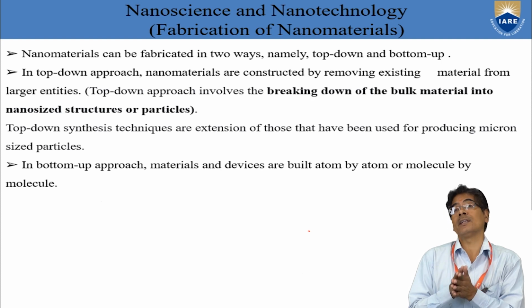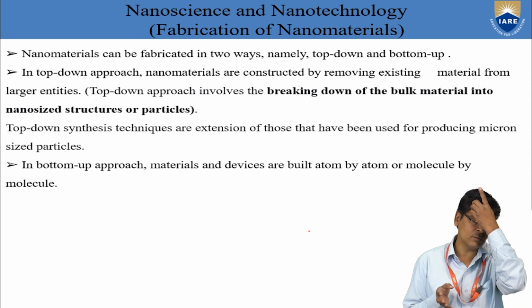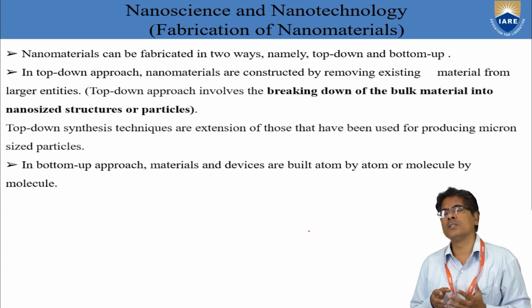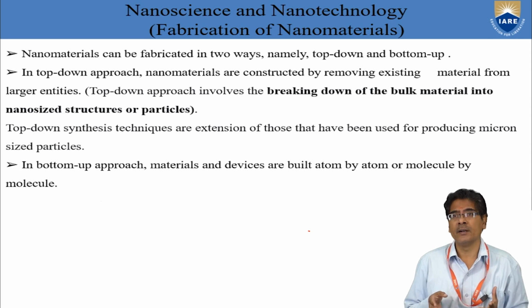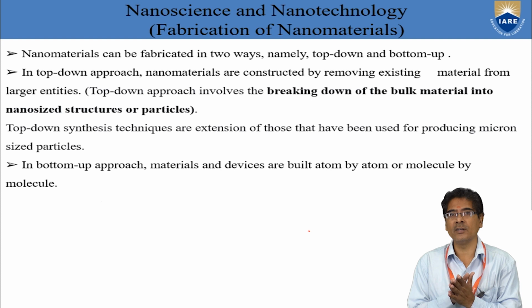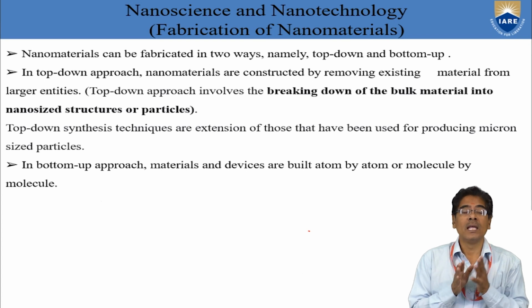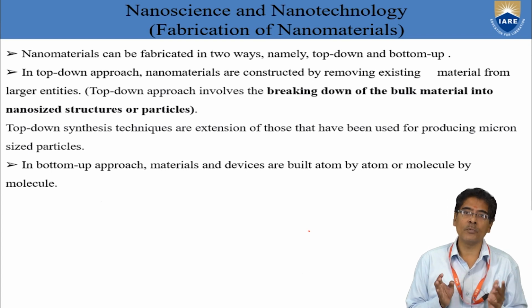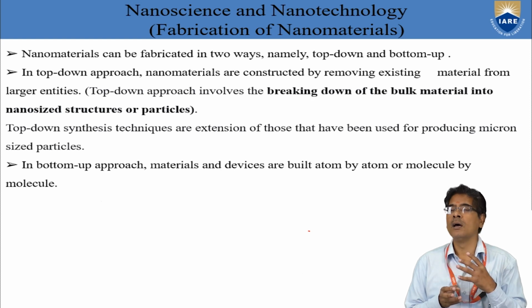But there are different techniques for the fabrication of nanostructures also. We'll see what those different techniques are, the different techniques in which nanostructures can be fabricated. So this is what we speak about, synthesizing of nanomaterials. In top-down approach, nanomaterials are constructed by removing existing material from the larger entities. That means top-down approach involves the breaking down of the bulk material into nano-sized structures or particles.